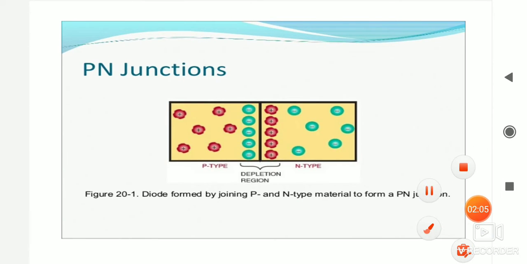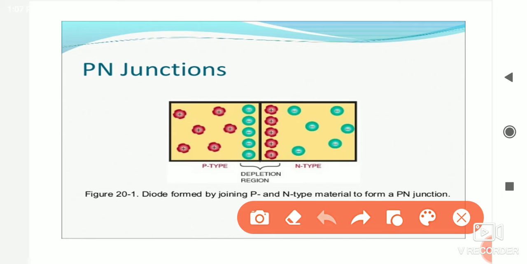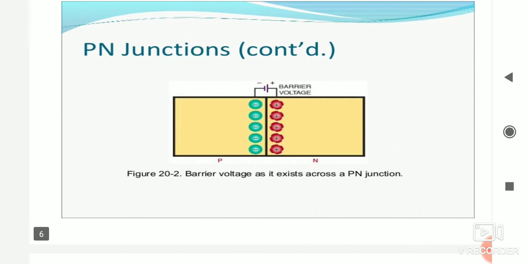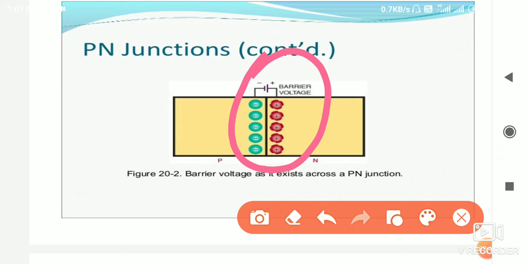Here we can see the depletion layer. How is it created when n-type material and p-type material are combined? Electrons from the n-type and holes from the p-type recombine with each other, and immobile ions are generated at the junction, and as a result the depletion region is created. The depletion region is also known as the barrier voltage, because one side has a positive charge and the other side a negative charge, so a voltage is generated, and this voltage is known as the barrier voltage.